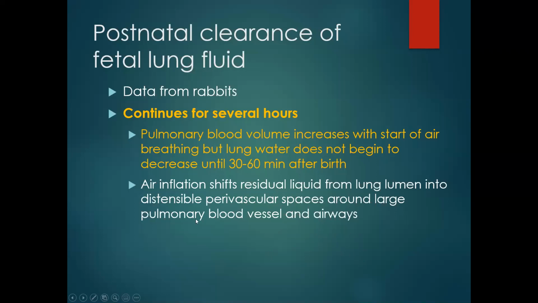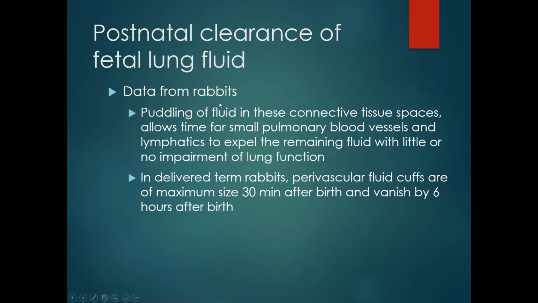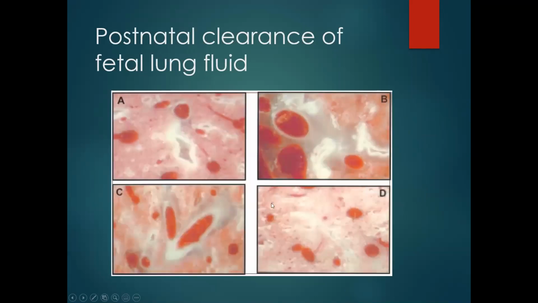Okay, so air inflation shifts residual liquid from the lung lumen into the distensible perivascular spaces around large pulmonary blood vessels and airways, where the pulmonary blood vessel will be your exit strategy for this liquid to go. Okay, this is more of the same, and these are just micrographs of how fluid is shifted.